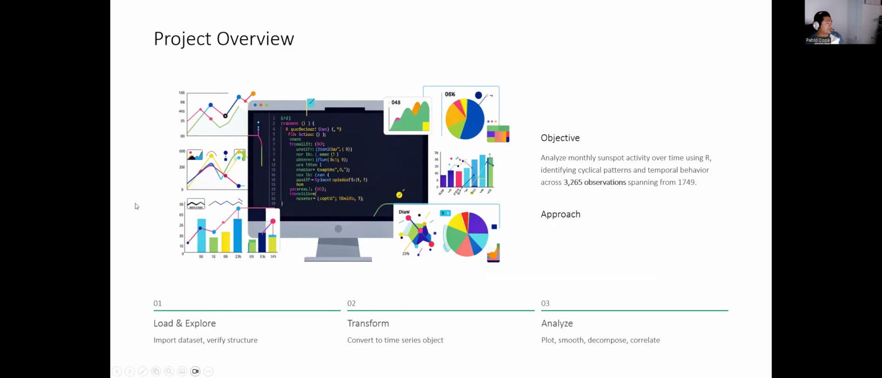First, I loaded and explored the dataset to understand what variables were included. Then, I transformed the sunspot values into a time series object so R could recognize the data as monthly observations over time. After that, I created graphs and applied basic tools such as a moving average, decomposition, ACF, and PACF.